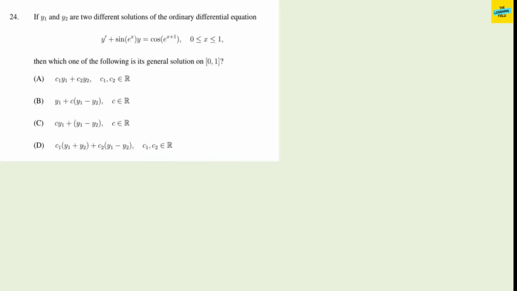Question number 24 is the first question of today's class and it's from the ODE section. If y1 and y2 are two different solutions of the ordinary differential equation given here, then which of the following is its general solution on the closed interval 0 to 1? So how can we solve the problem?